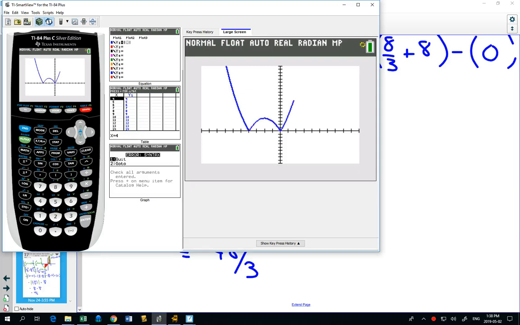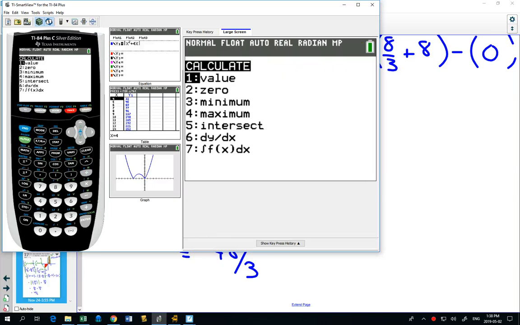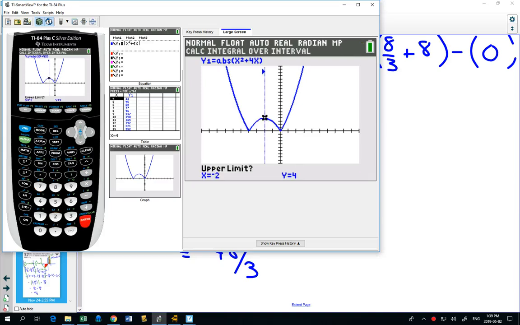Boom. It just reflects whatever was negative above. And now if I find the area between negative 2 and 2, there are no negative areas. Can you see that it will make this part a positive area, and then add this part as a positive area? And we should get 48 over 3, which simplifies to 16. Drum roll. I feel like I'm due for a mistake where we get an answer that's totally different, but let's try it. Second, calculate. Number 7, integral from negative 2 to 2. It's 16. We didn't make a mistake. It worked.